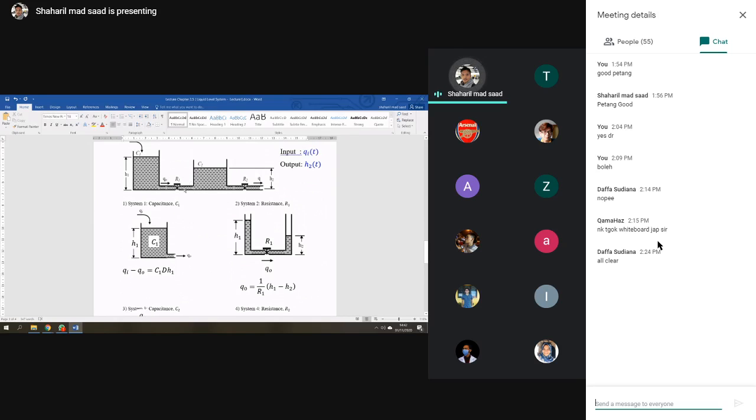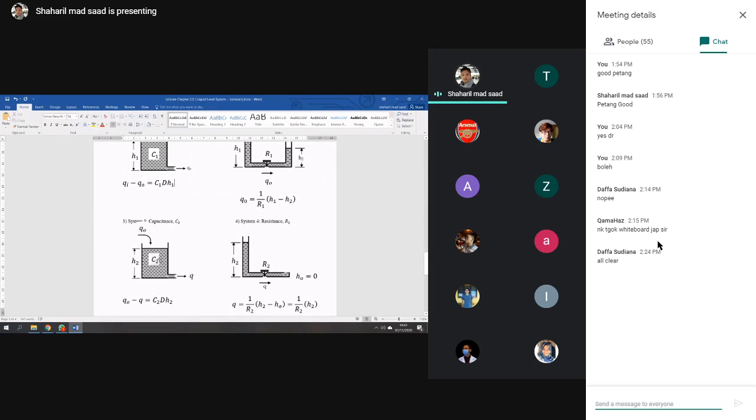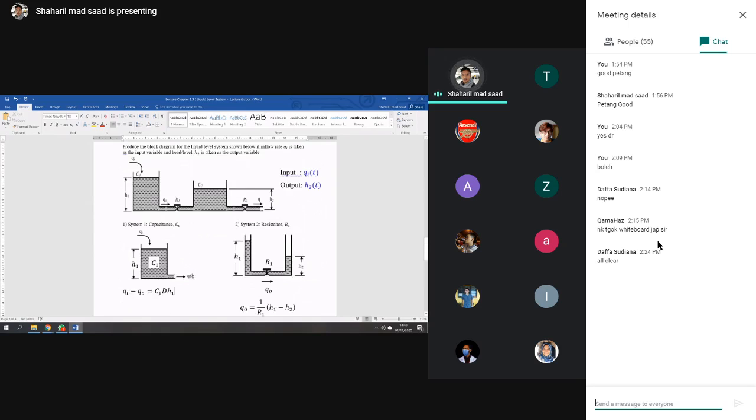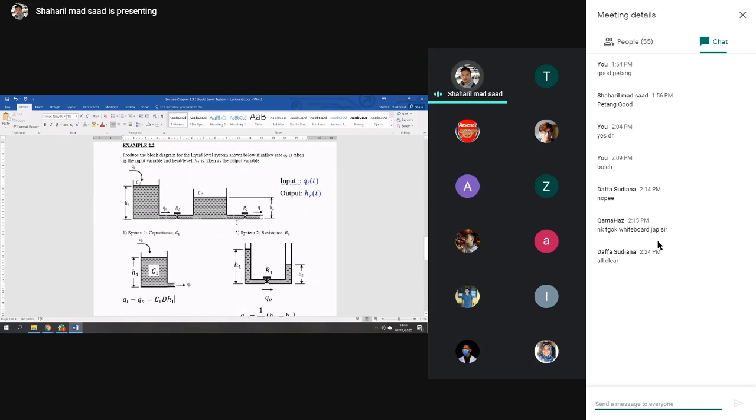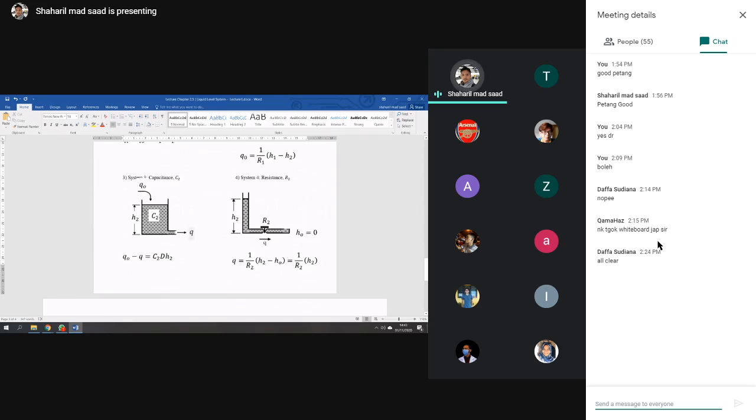And then from this one, if we go to capacitance C2, the input to the capacitance C2 is actually Q naught, right? So that means Q naught goes into capacitance C2, and the output is Q. So the equation will be, remember, input minus output: Q naught minus Q equals C2 dH2.